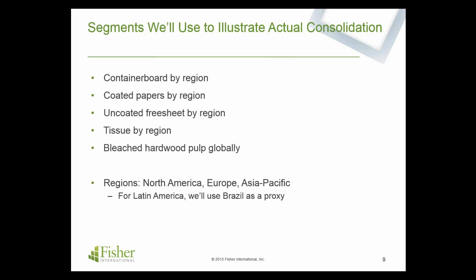We certainly don't want to leave Latin America out. It's a very important and strategic area for the production of pulp and paper, but it is very diversified because of geographical boundaries and the distribution of the facilities around the cone of Latin America. We're going to use Brazil as a proxy region and look at the grades in that region.